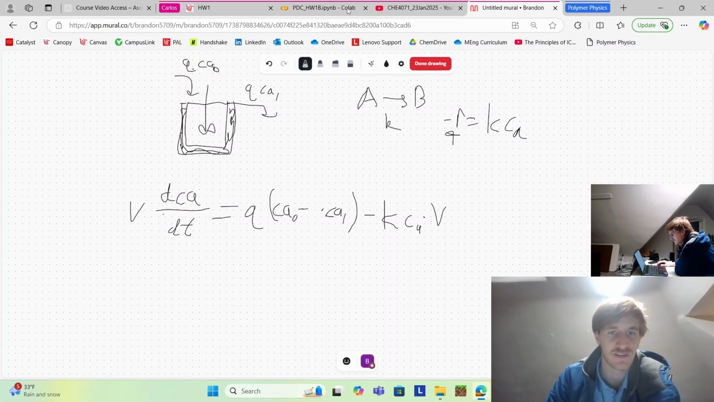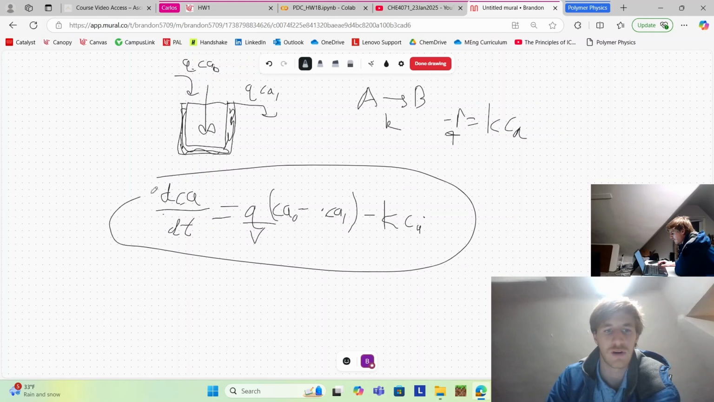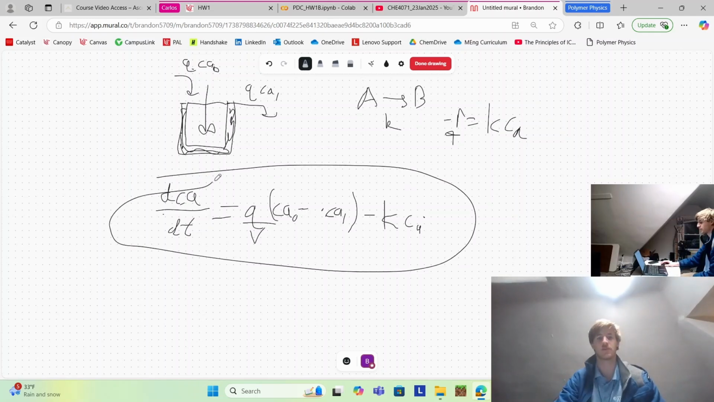Now the next step is just to simply divide by volume, so we can divide by volume here, and take out both of those. So we get our differential equation for the concentration of the tank equals Q over V times the concentration of the stream flowing in minus the concentration of the stream flowing out, which is actually just the concentration in the tank. So this CA1 refers not to the flow or concentration going out, but the concentration of the first tank.